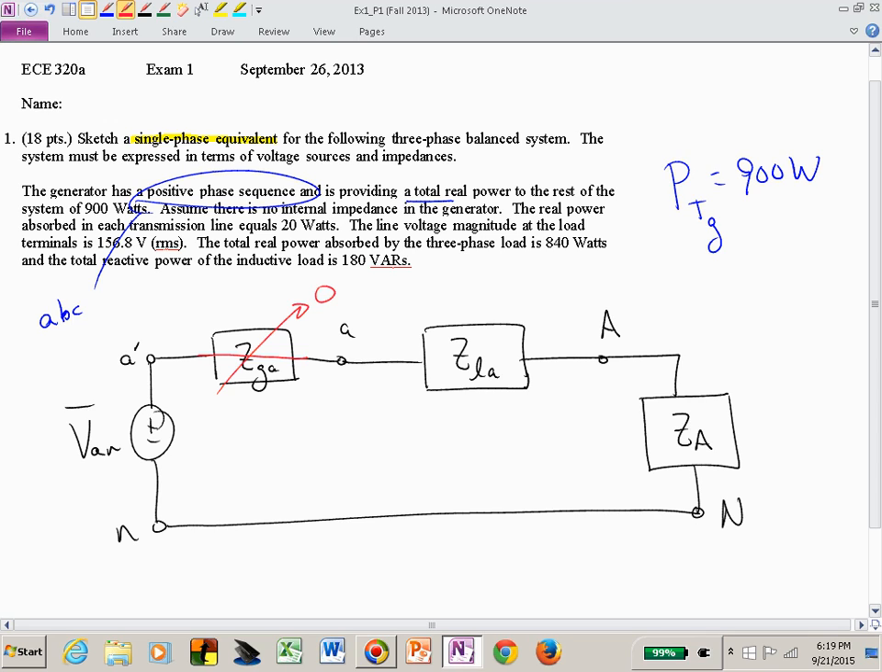All right. Now what do we know? The real power absorbed in each transmission line equals 20 watts. What's the key word there? Each. So now I'm switching things a little bit. Now that's each. Now I know right here, this is 20 watts plus J something, let's say Q sub L. I haven't yet read that, but I know that's 20 watts in that particular impedance in the transmission line.